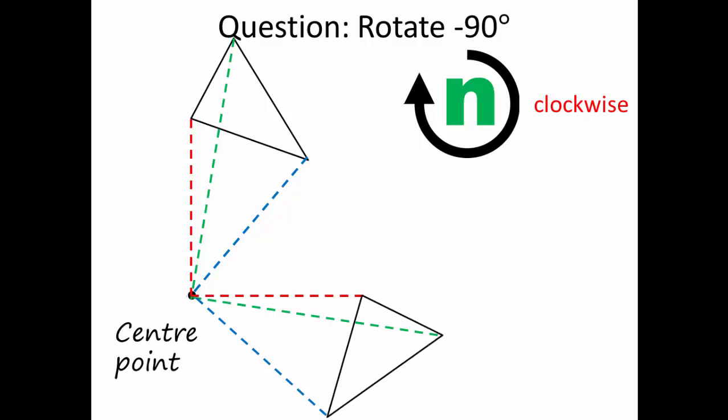So one thing to remember when you're doing rotation is that the length that you rotate with is going to be the same. So the length of the red lines will be equal, the length of the green lines will be equal, and the length of the blue lines will be equal.